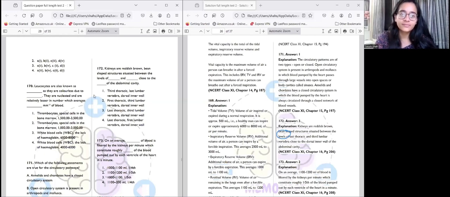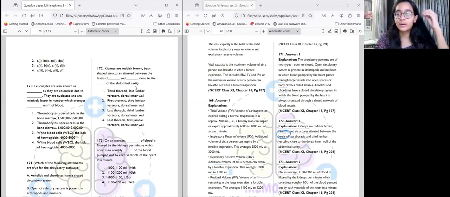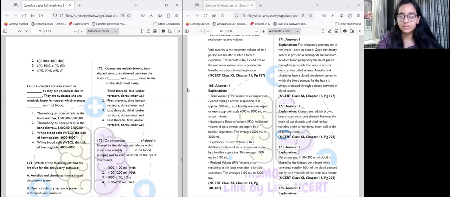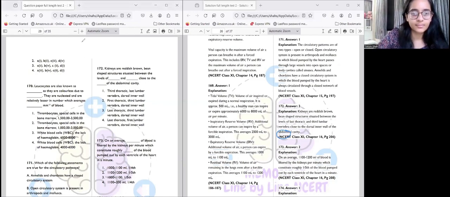Okay, so moving on to question number 172. Kidneys are reddish brown bean-shaped structures situated between the levels of dash and dash. Okay. I honestly myself keep forgetting between what levels the kidneys are situated. So let me just tell you, and I'll make a method for it as well. I always draw this down in my paper. We have neck, we have the thorax, we have the lumbar, we have the sacrum, and we have the coccyx, right? So for the thorax, the last one is T12, and for the lumbar, the first one will be L1, right?